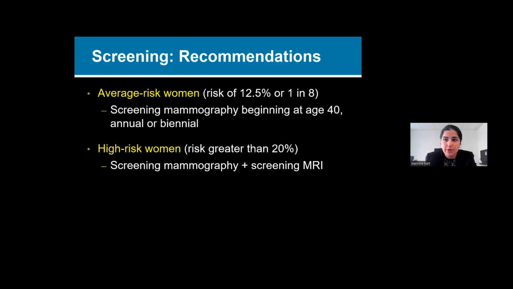Women with BRCA mutations, certain genetic syndromes that predispose them to breast cancer, and a history of radiation to the chest at a young age are eligible for breast MRI, and insurance would cover breast MRI in those settings. Other women reach this 20% or high-risk threshold that qualifies for MRI because of a combination of risk factors, such as family history and reproductive risk factors.